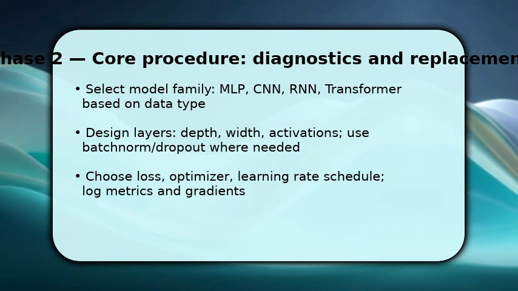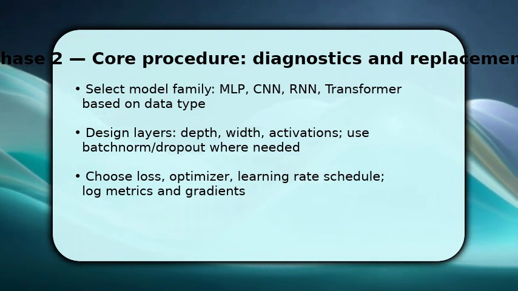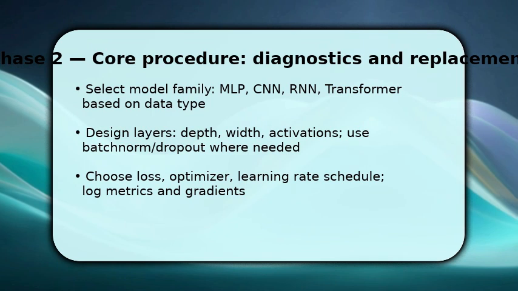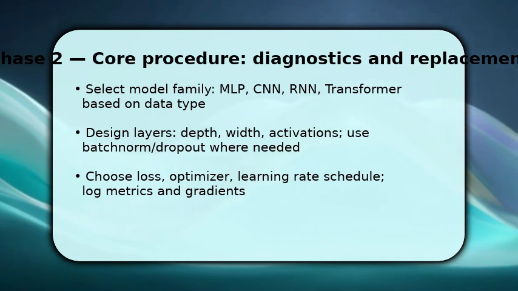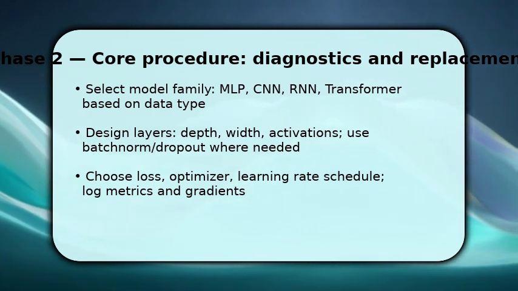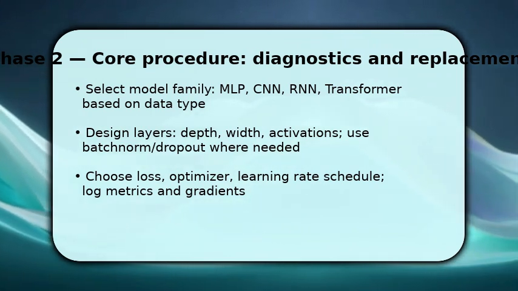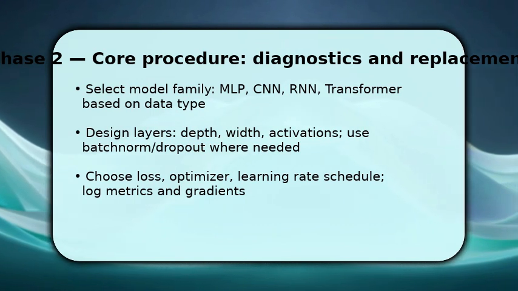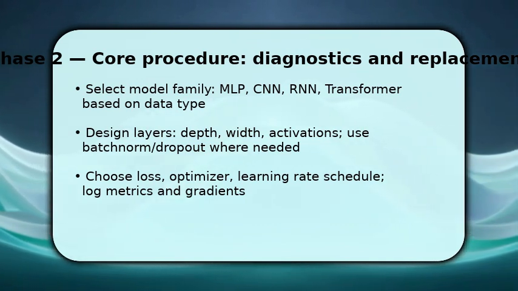This stabilizes training. Once set, select loss and optimizer and schedule the learning rate. Small changes here produce big effects. Make sure to instrument training with clear logs and validation checks so you can detect divergence or overfitting early.